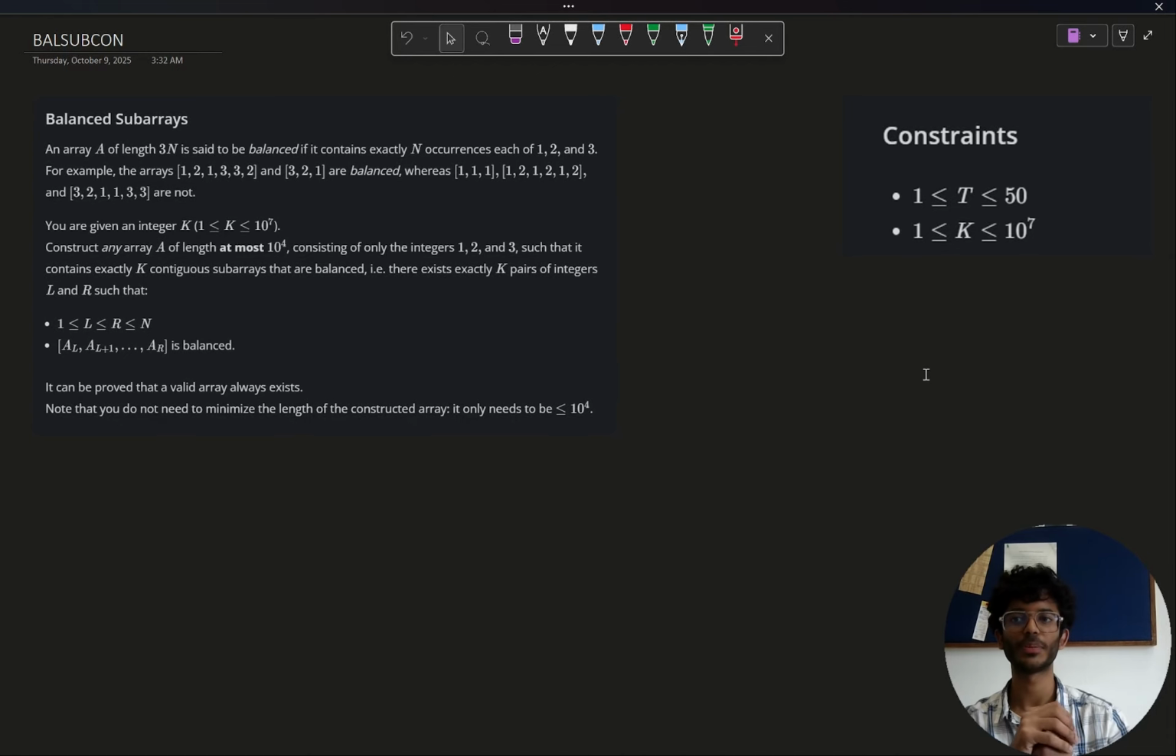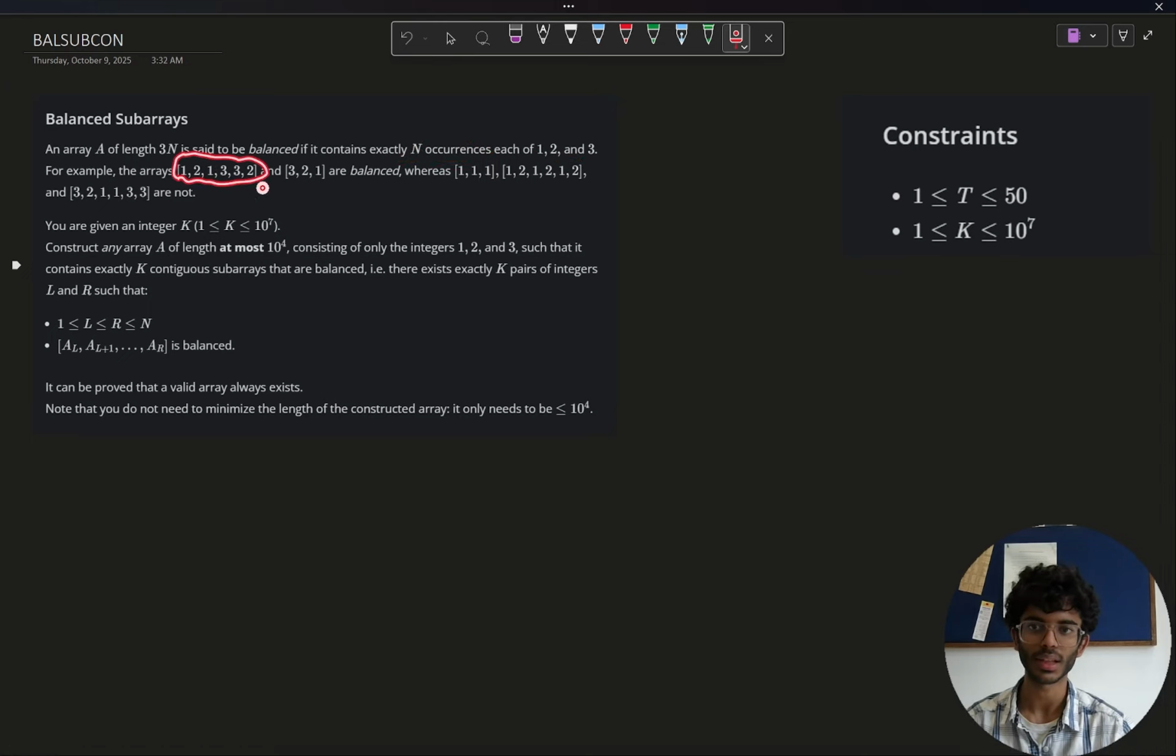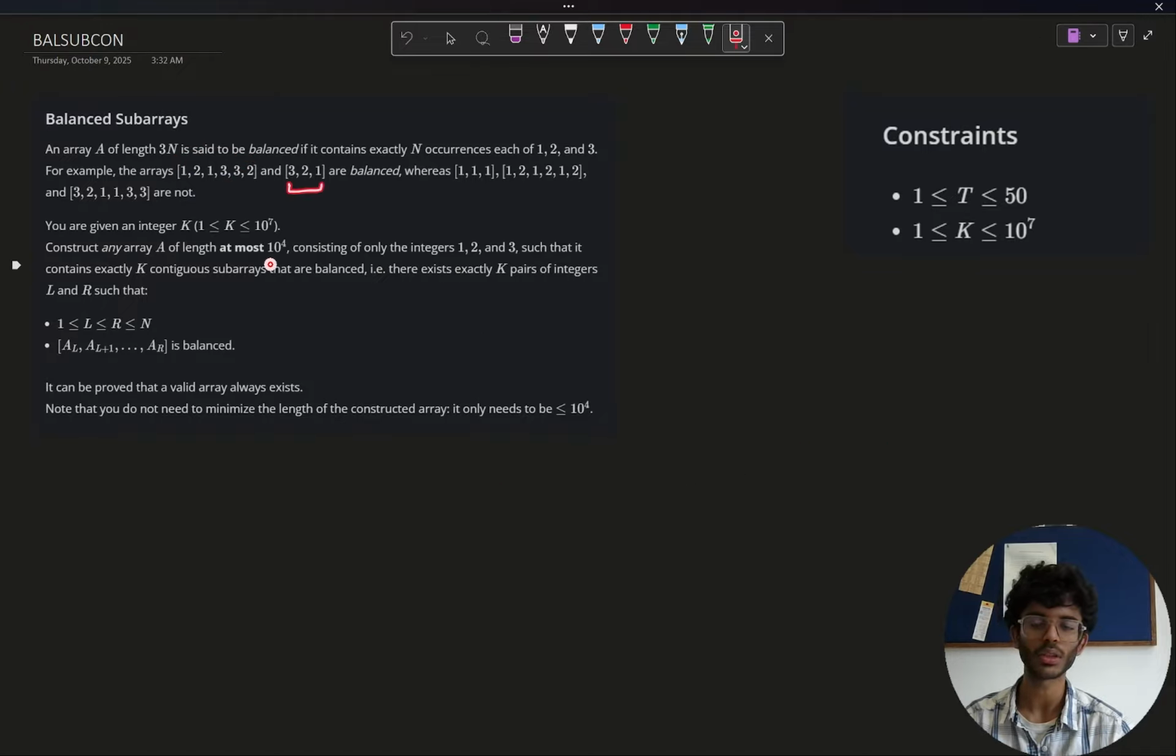So today's question is balanced subarrays. In this question, we are given an array A of length 3n, and it is said to be balanced if it contains exactly n occurrences of 1, 2 and 3. For example, this array 1, 2, 1, 3, 3, 2 is of size 2 times 3, which is 6, and it contains exactly two ones, two twos, and two threes. Hence, it's a balanced array. 3 2 1 is also a balanced array because it contains exactly one 1, one 2, and one 3.